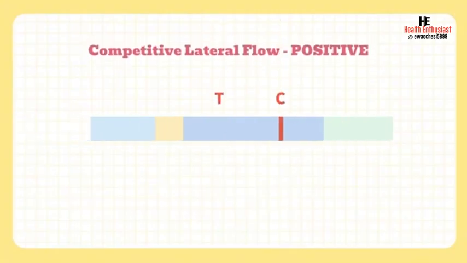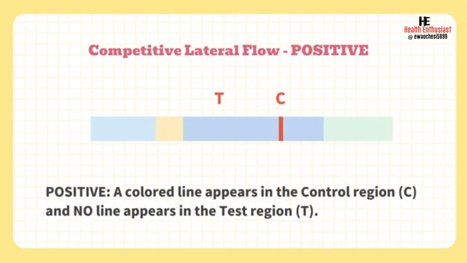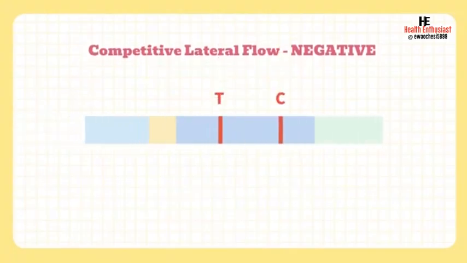Here, interpretation is reversed. A positive result is interpreted as only the control line visible, and then a negative result will show both test and control lines.